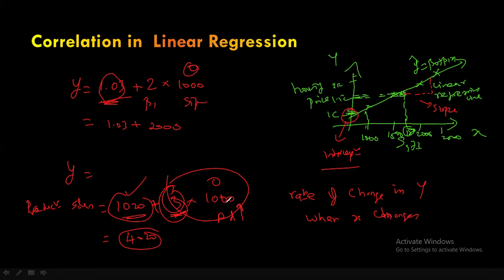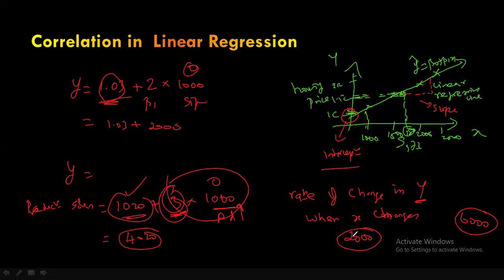For example, instead of 1000, if I say 2000, what will happen? From 1000 to 2000, when x changes, this is where x. When x changes to 2000, how much change in y can you see? 3 into 2000, how much? 6000, right? So 3 times your sales will increase.